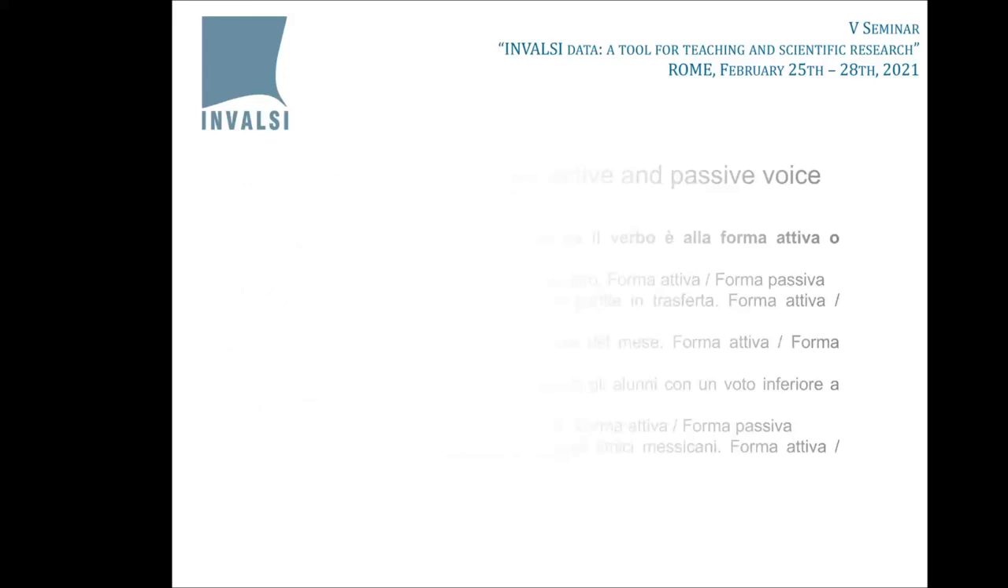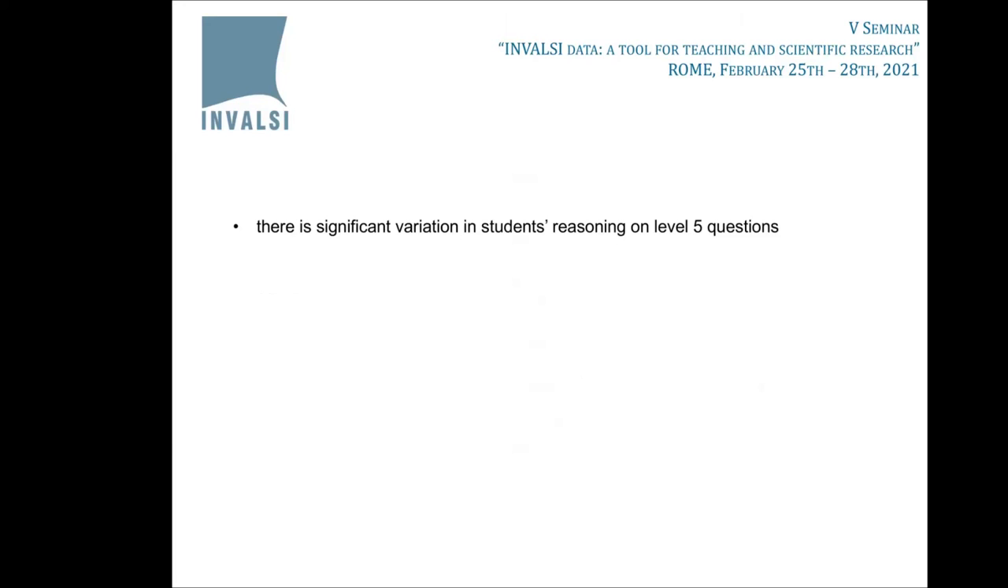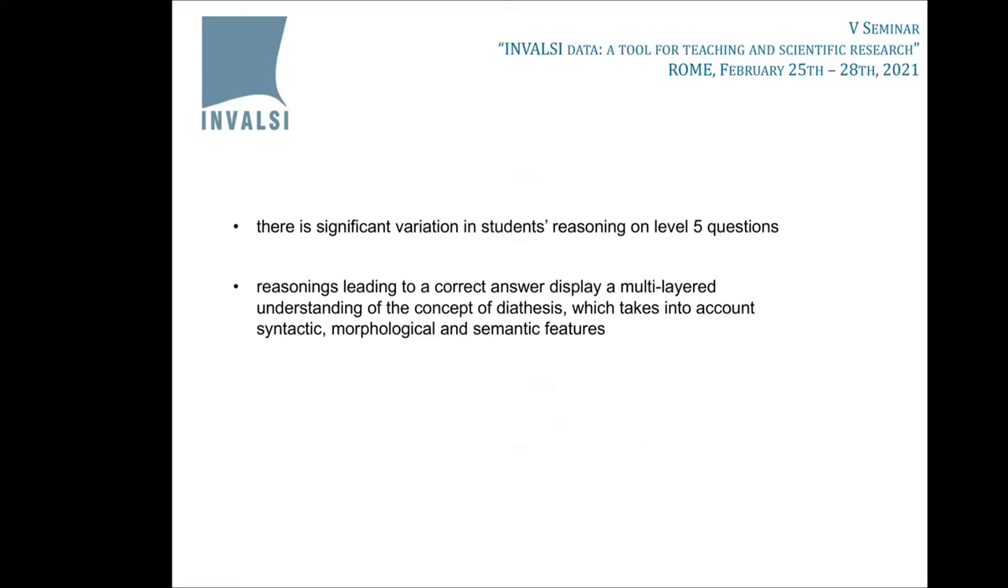And what we see is that at this point, there is a significant variation in students' reasoning. Reasonings leading to a correct answer display a multi-layered understanding of the concept of diathesis, which takes into account syntactic, morphological, and semantic features. So they cannot focus on semantics purely. Reasonings focusing on one level of linguistic analysis often lead to incorrect answers.